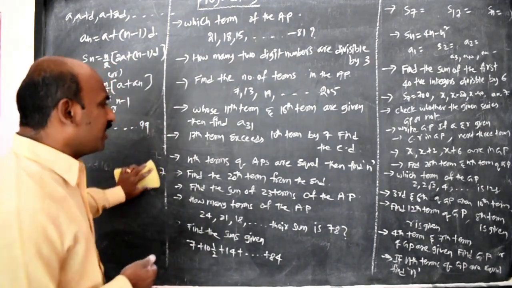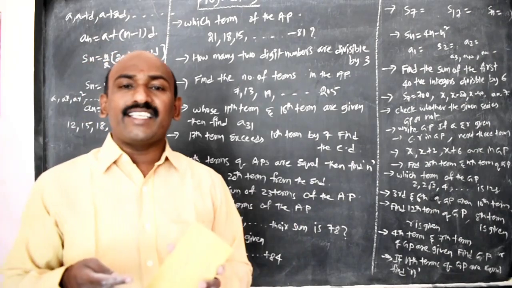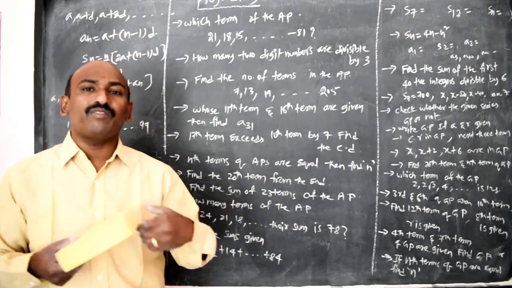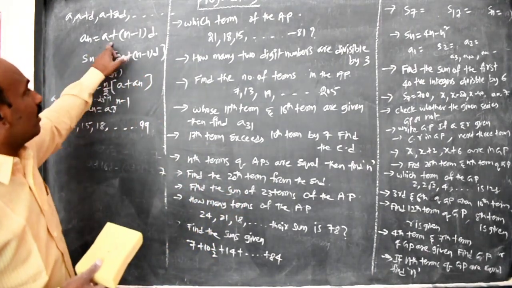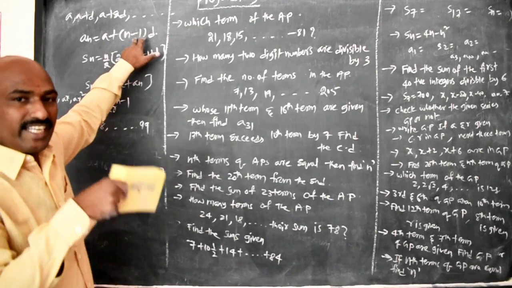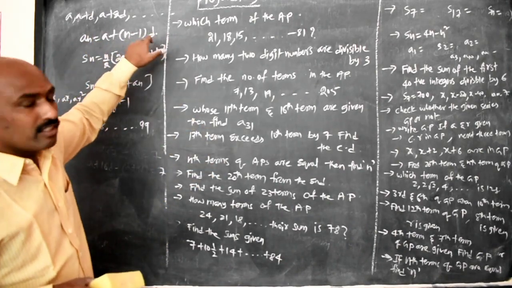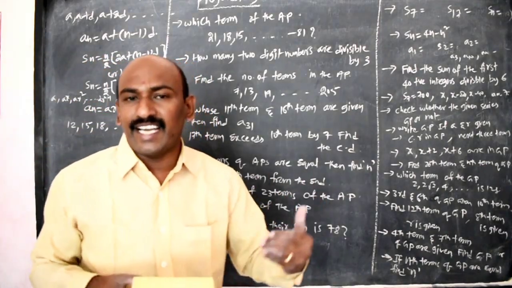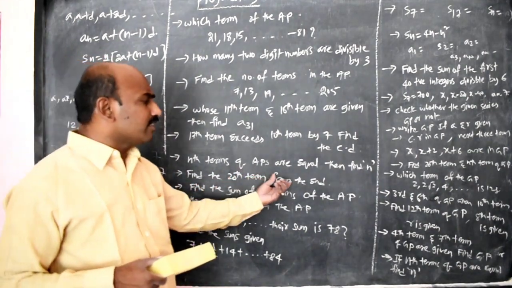After that, the next one is: the nth terms of the APs are equal, then find n. Whenever two AP series are given and their nth terms are equal, they give the condition, then we can find the n value. Simply write a_n = a + (n - 1)d, that is one equation, the nth term. And also take a_n dash = a' + (n - 1)d', you will get the second relation. Equate both nth terms, a_n = a_n dash, then you will find the value of n. If you go to find the 20th term from the end.